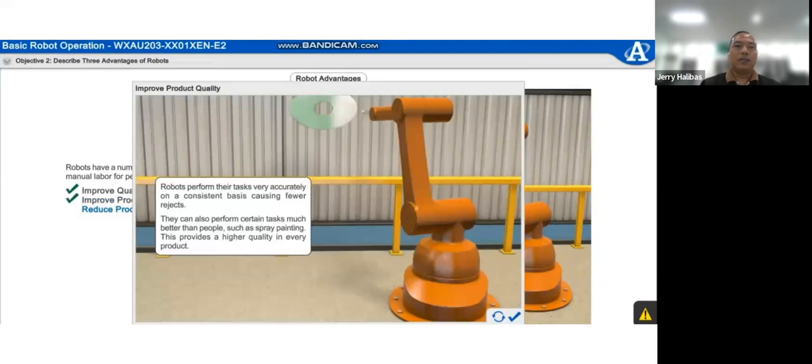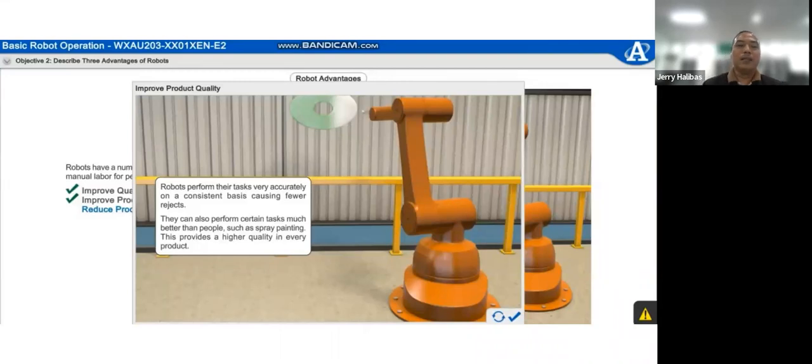Then another thing is improved product quality. This has something to do with production, in terms of repeatability, especially for industrial robots, which have high repeatability. If the task is to paint, it can be done accurately with high repeatability, doing exactly the same thing over and over again with the same higher quality.